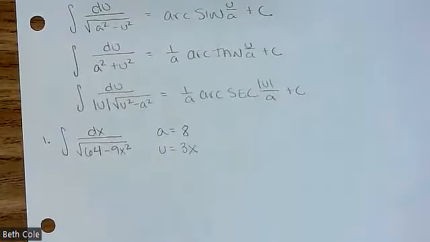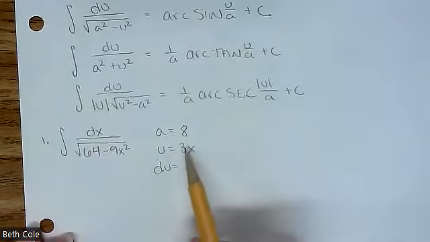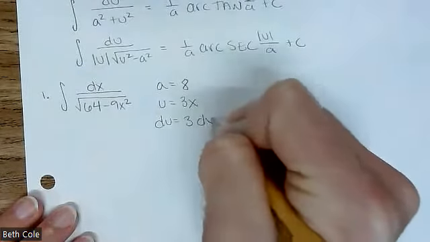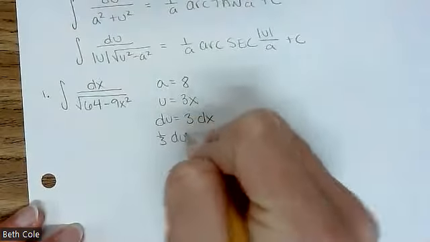Now, you have to do the same thing you do in a regular u substitution. You have to do that derivative. So what's the derivative of 3x? It'd be 3 dx. There's not a 3 in the problem, so we're going to adjust with a 1/3.